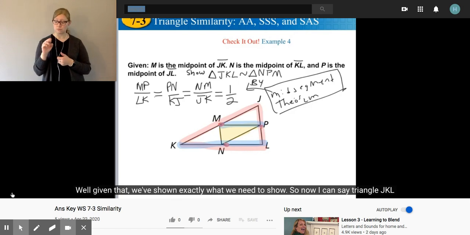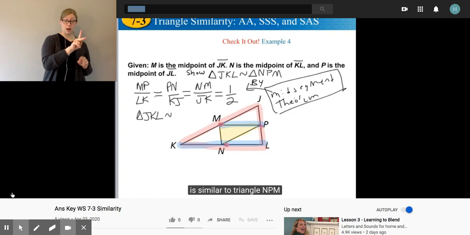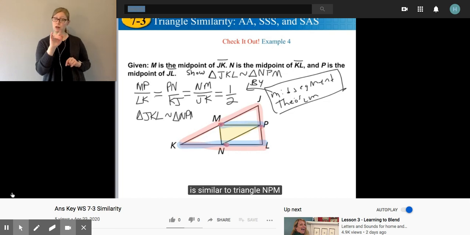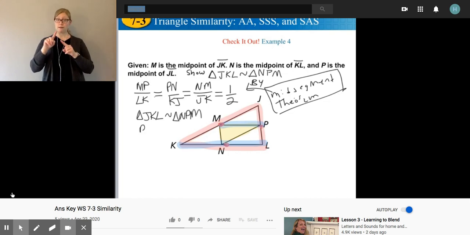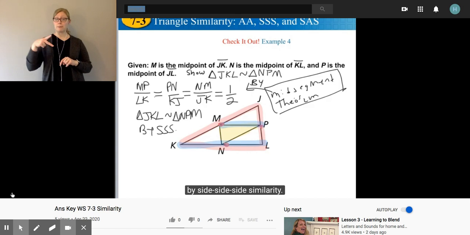Well, given that, we've shown exactly what we need to show. So now I can say triangle JKL is similar to triangle NPM by side, side, side similarity.